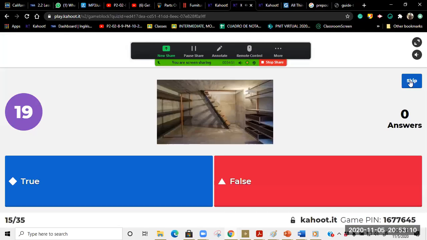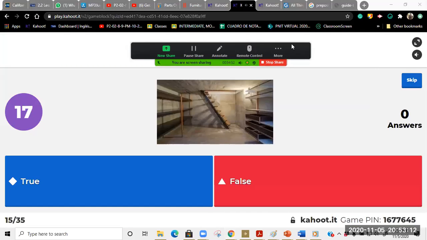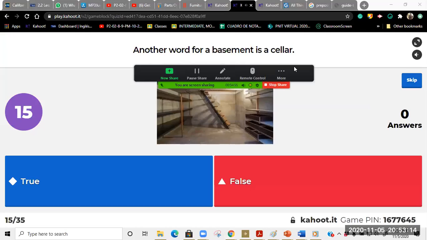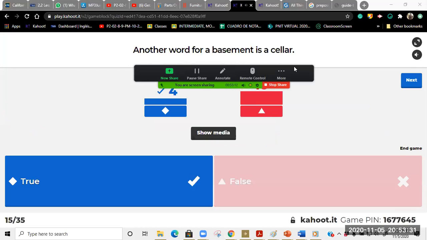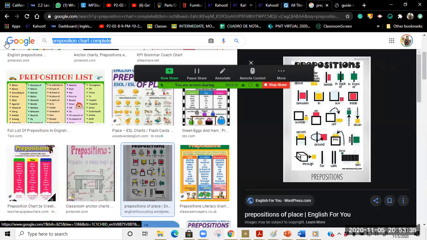Okay, true or false? Another word for a basement is a cellar. ¿Creen ustedes que es cierto o falso? Esa no la sabemos, así que la vamos a adivinar. False. ¿El basement? ¿Creen que se le puede llamar cellar? It's actually true. Es un sinónimo. So you could say cellar.